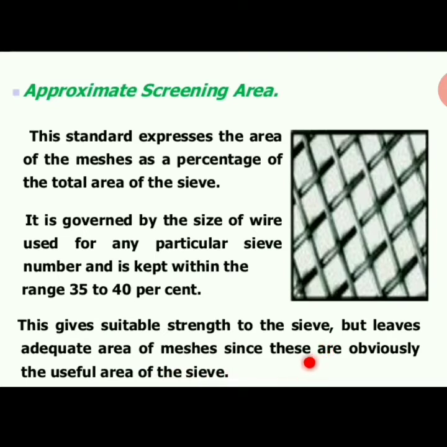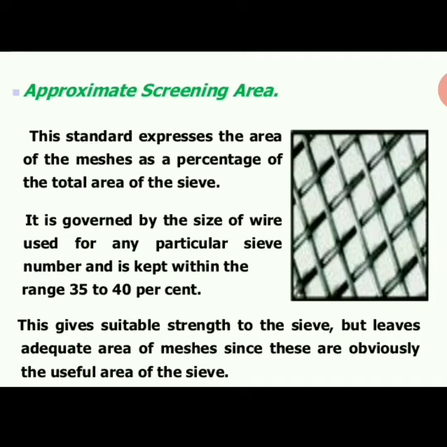It means that this standard expresses the area of the mesh as a percentage of the total area of the sieve. It depends on the size of the wire used for any particular sieve, and generally the sieving area is kept in the range of 35 to 40% in order to give a suitable strength for the sieve.